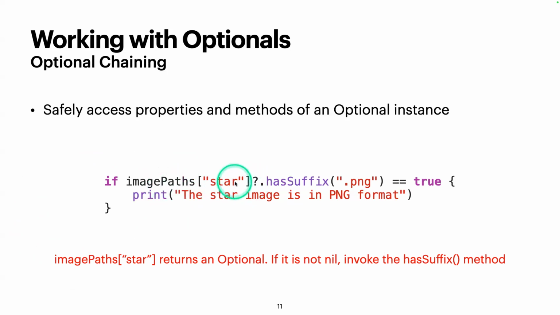If image path star returns some value, which means it's not nil, we continue onwards with calling has suffix on this string and check to see if it's true. Does that make sense? So here we're saying, is it nil? If it is nil, we'll just jump out of this if statement. If it's not nil, we continue to call has suffix on it.